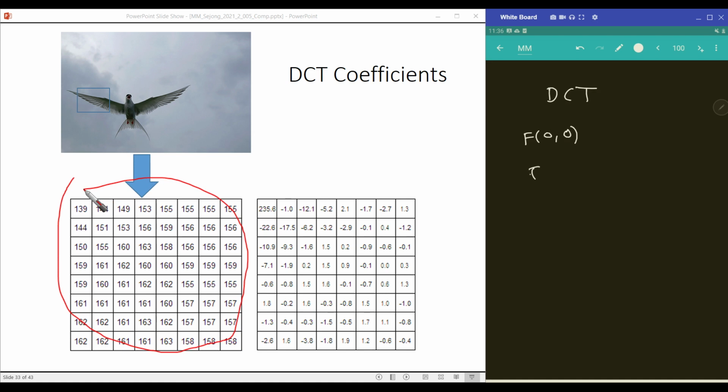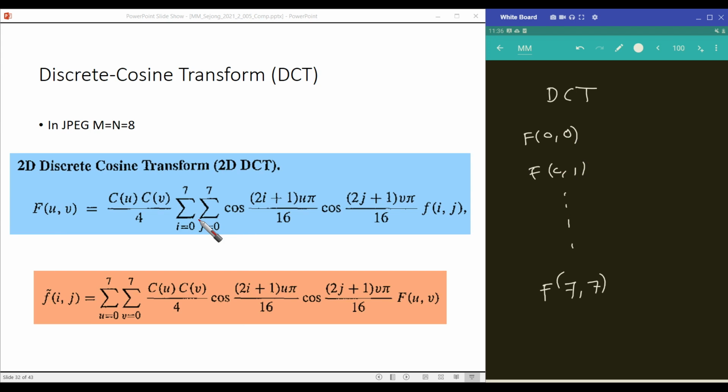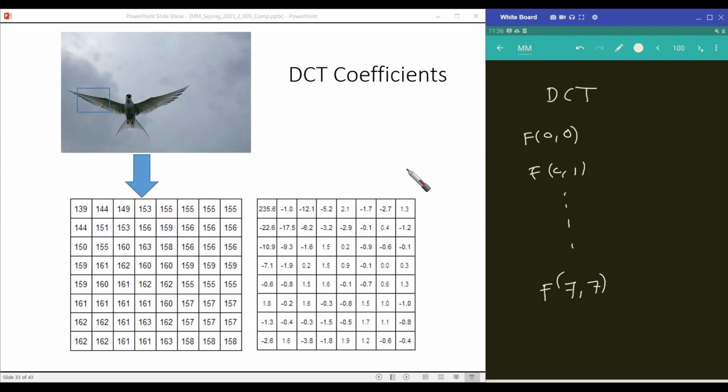f00 and then calculate f01, and in this way you calculate f77. Now if you calculate these 64 numbers following this simple signal processing mathematical equation, then we'll find these numbers. The very first number is 235.6, and the second number is minus 1.0, and the last number is minus 0.4, in this way.